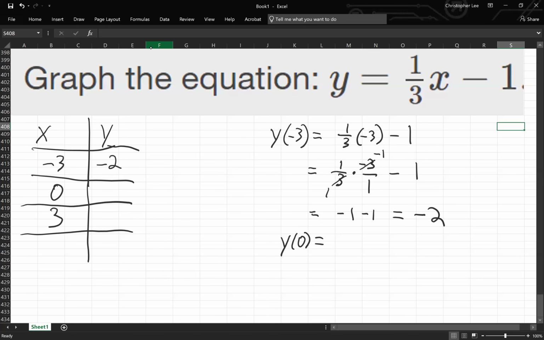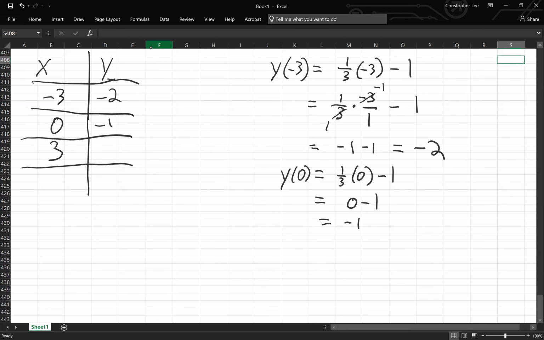Let's do 0. This is going to become 1/3 times 0 minus 1. Let's call that 0 minus 1, which is just -1. Not too bad. Last but not least, I have y of 3, which is going to be 1/3 times 3 minus 1. And just to recap, this is 1/3 times 3/1 minus 1, reduce it, right? So this becomes 1 minus 1, 0.